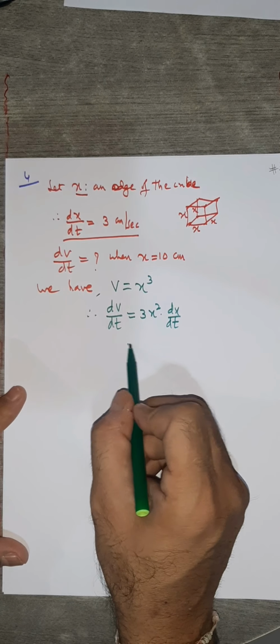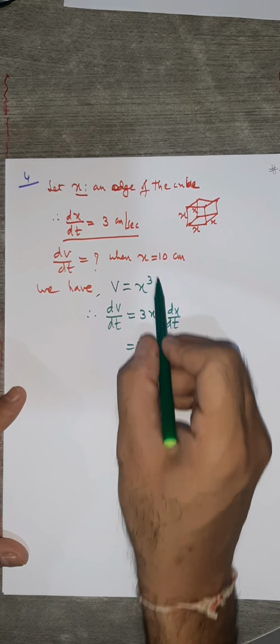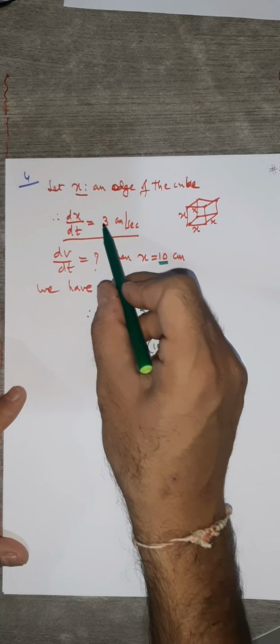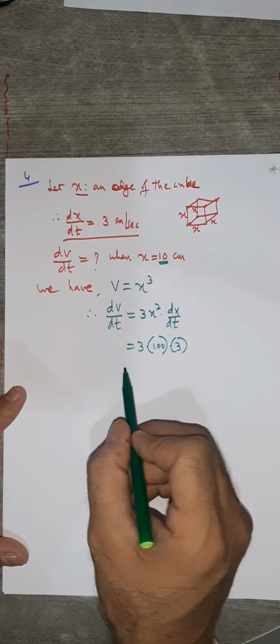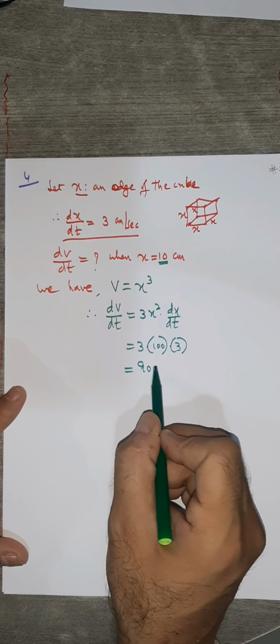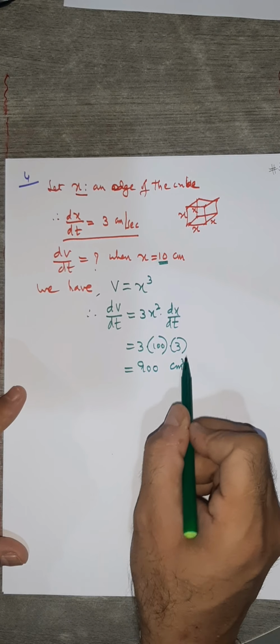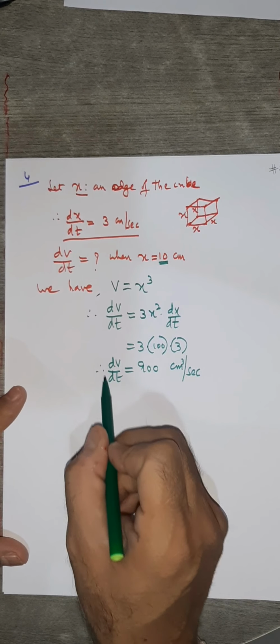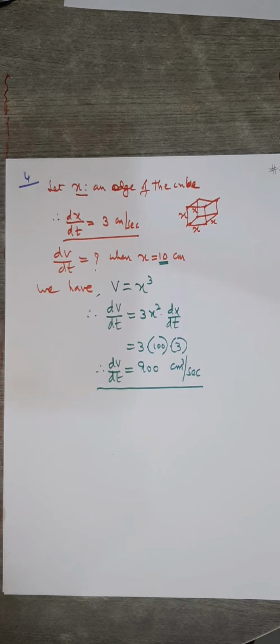You know everything here on the right hand side. What is x square? 10, so this will be 100. What is dx by dt? It's given to you, 3. So this will be 900 centimeter cube per second. That's the change in the volume, or you can say the increase in the volume.